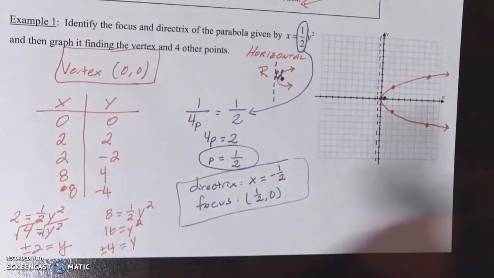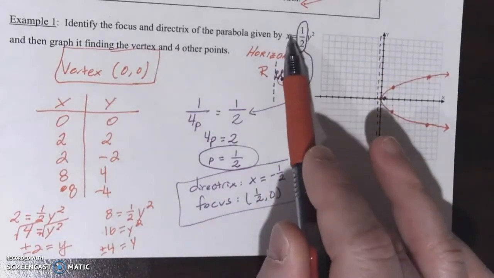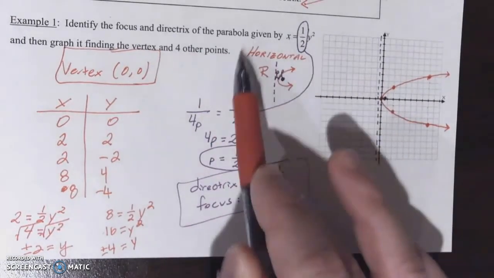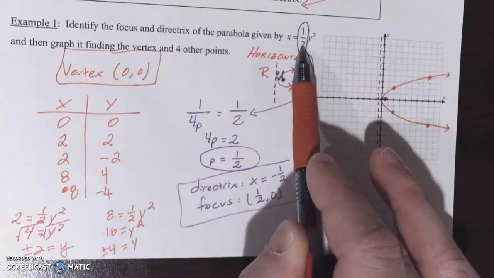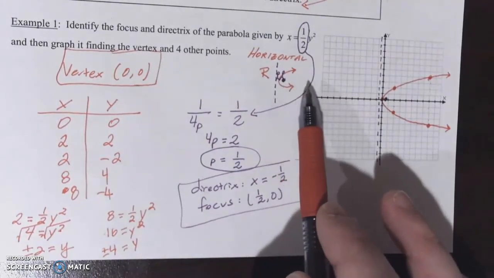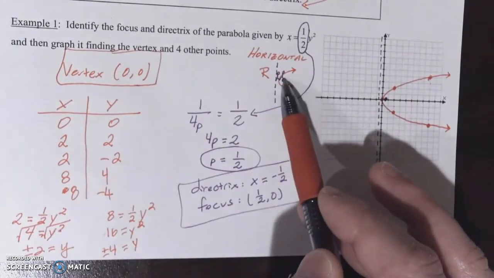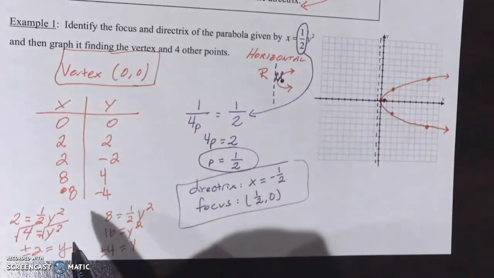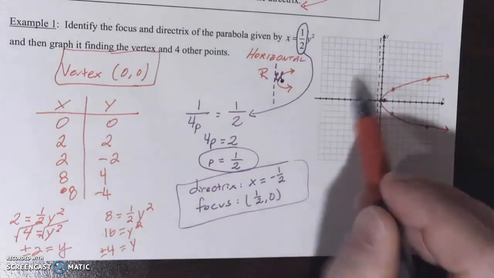So how did we graph this? Back to step 1, we saw that it was an x equals y squared parabola. We knew that meant it was horizontal. The leading coefficient was positive, so we knew it was facing to the right. We also knew that would put the focus to the right of the vertex and the directrix to the left of the vertex.